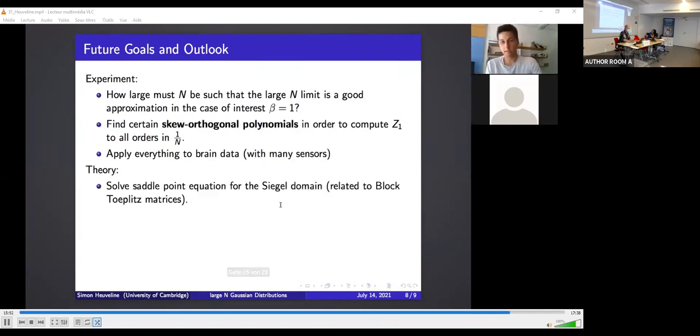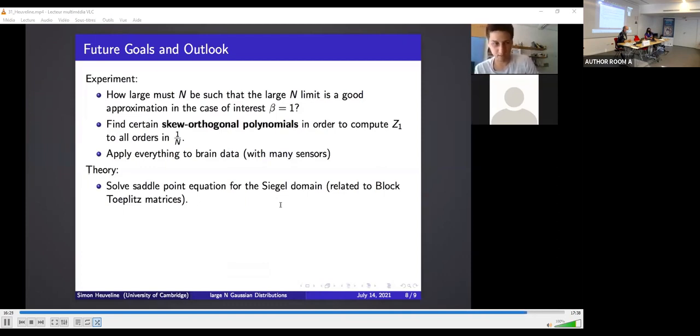Okay, on the theory side of things, there's also much more to say. I was just speaking about SPD matrices today, but we did all of it as well for the so-called Siegel domain, which is related to many interesting applications involving block-Toeplitz matrices. In this case, we did not quite find explicit calculations yet, but we are almost there as well. We found a nice saddle point equation, but one would have to solve this equation to get an explicit asymptotic eigenvalue distribution and so on.